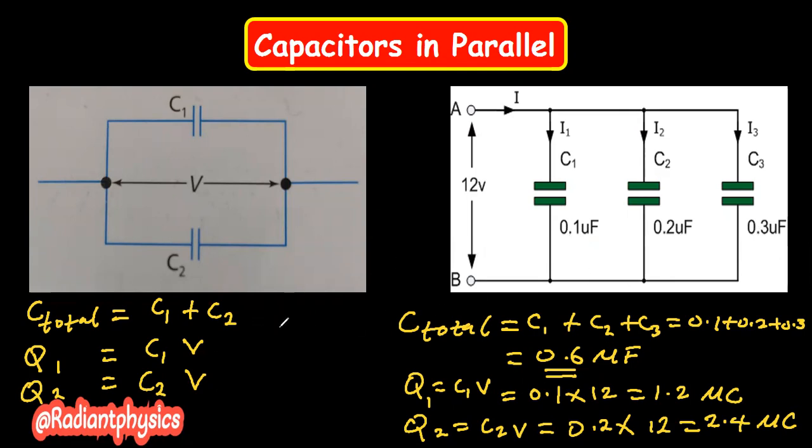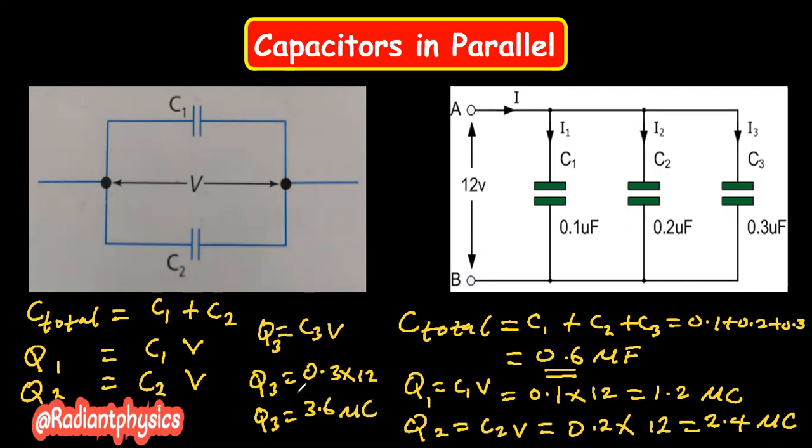And the same thing is applicable to this one, so let's put that here. The charge stored in capacitor 3 is C3 times the potential difference. C3 is 0.3 times 12, so we should have 3.6 microcoulombs. So you can see how to calculate the charge stored on each capacitor.